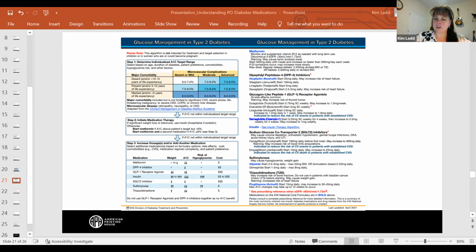Like my father has diabetes. He's on metformin, but then he's on Actos. He's on that medication because that's the one that works best for him. And I'm on Jardiance. So even though we're genetically close, we're still on different medication regimens. So I hope that kind of clears it up a little bit.